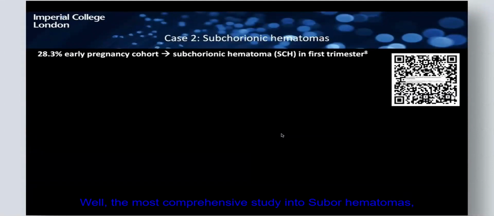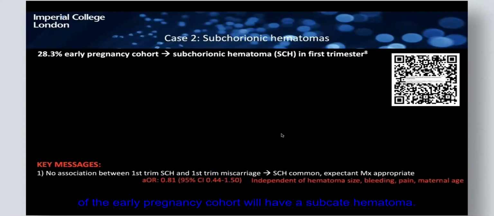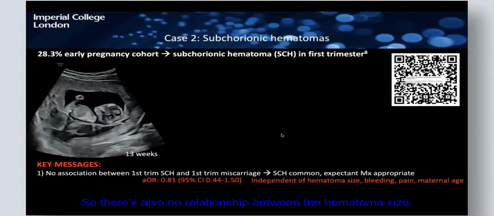Well, the most comprehensive study into subchorionic hematomas by Alma in 2020, which is signposted in the QR link, showed that 28% of the early pregnancy cohort will have a subchorionic hematoma. So the first key message, and the other finding from this study, was that there was no association between first trimester subchorionic hematoma and first trimester miscarriage. This is a common finding, and we can manage these patients expectantly. There's also no relationship between the hematoma size, bleeding, pain, maternal age, and risk of miscarriage.